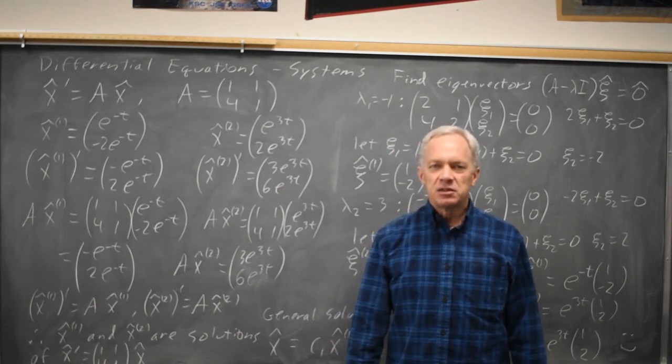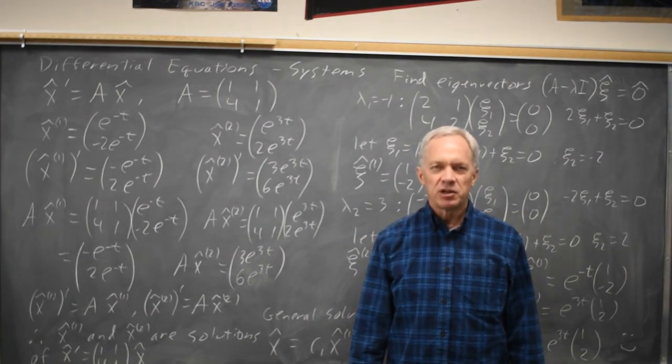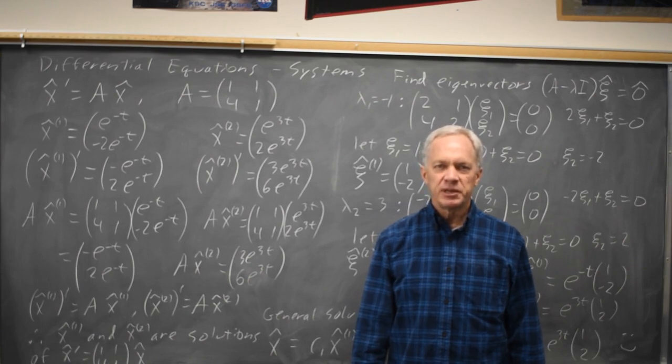Solving systems of linear equations is a question of finding your eigenvalues and then the corresponding eigenvectors. This gets more complicated when you have repeated eigenvalues and when you have complex conjugate eigenvalues, and we will look at those situations also.